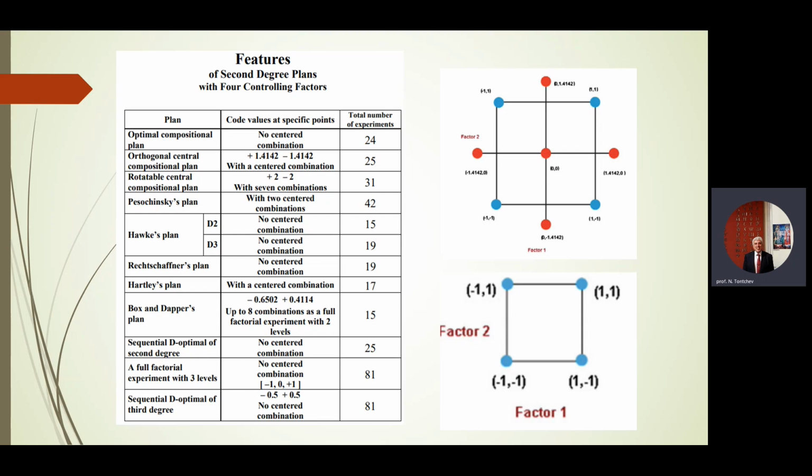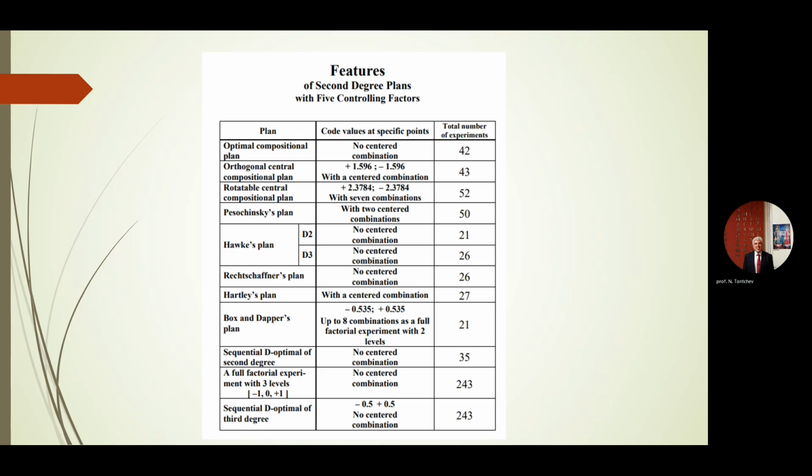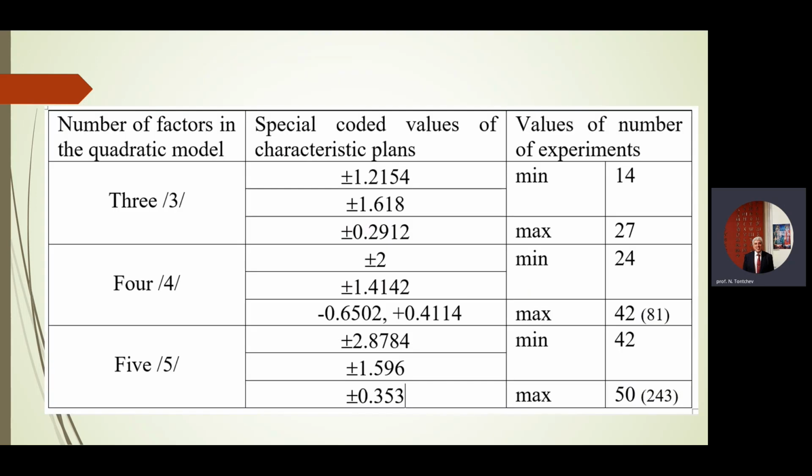Similar tables were compiled for 3 and 5 factors. Similar considerations apply to them. The corresponding coded values for these factors are indicated, and the number of experiments required is given by the proposed plan. As a summary, this information is listed in a table showing the results of this review. For the second-order models of the number of explored factors, different experimental designs were compared to determine the minimal and maximal number of experiments, and the particular coded values in these designs were also indicated.